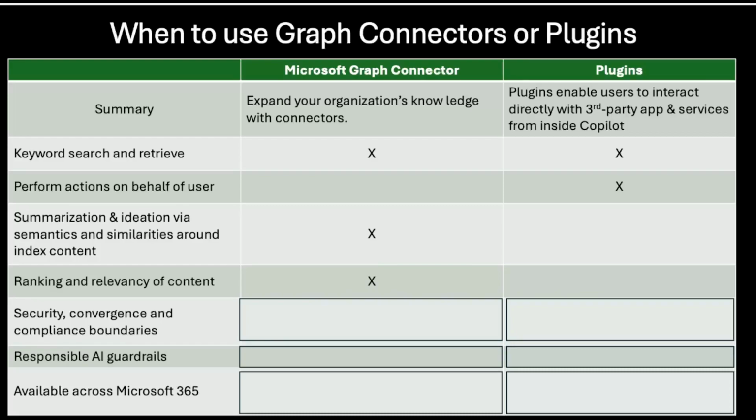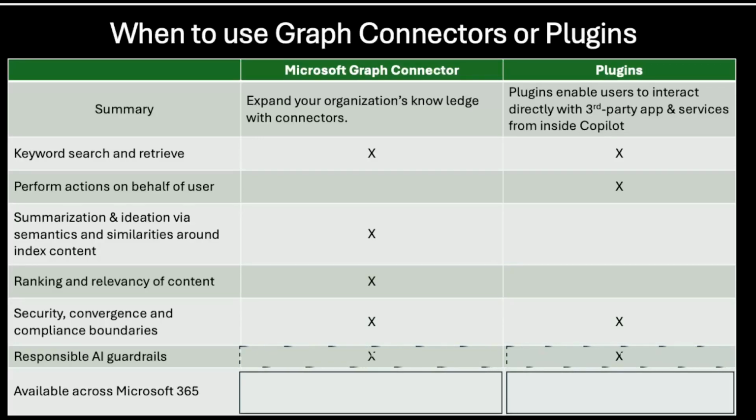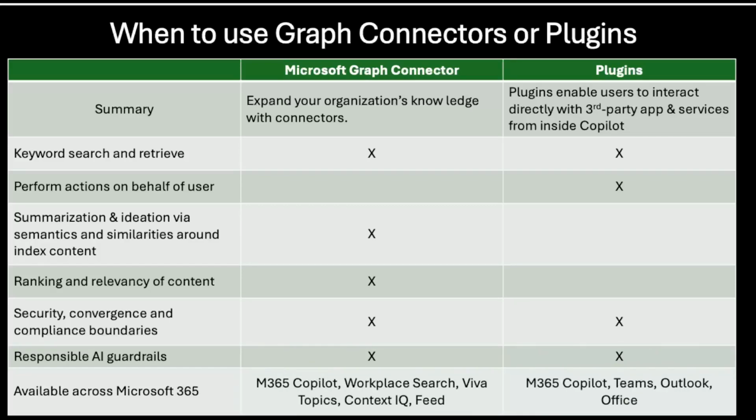Also, if you want to rank relevancy of content, use a graph connector. Now, don't worry, when it comes to security and responsible AI, both are compatible with that. And for the graph connector, use the M365 Copilot, Workplace Search, Viva Topics, Context IQ, and Feeds. But for plugin, use the M365 Copilot with Teams, Outlook, and other Office apps.